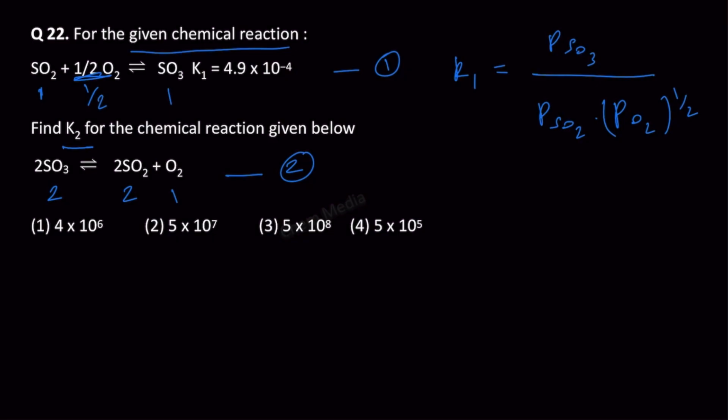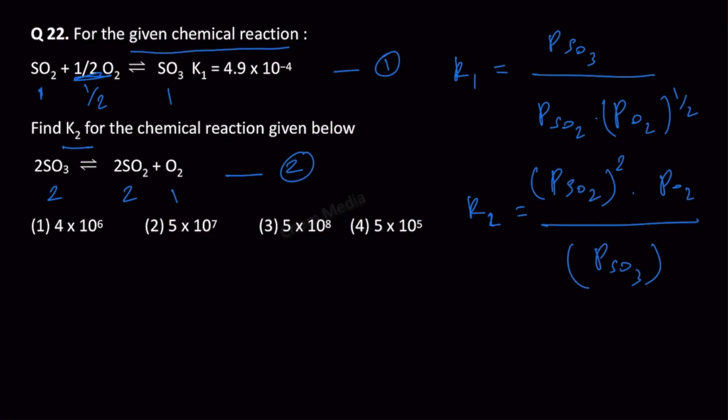And then K2 we can write as K2 equal to partial pressure of SO2 whole square times partial pressure of O2 divided by partial pressure of SO3 whole square. Now, how can you equate K2 with K1?